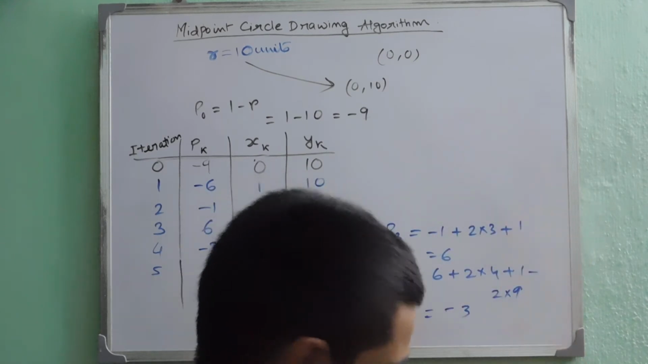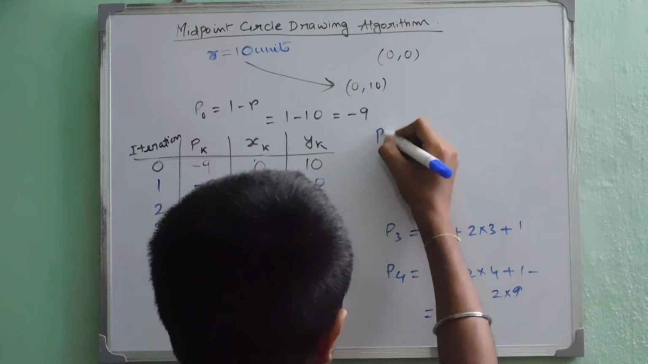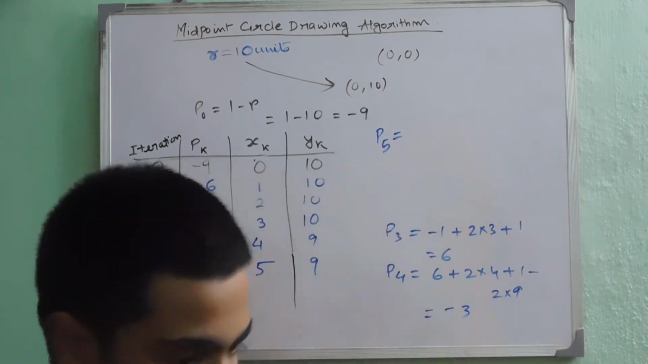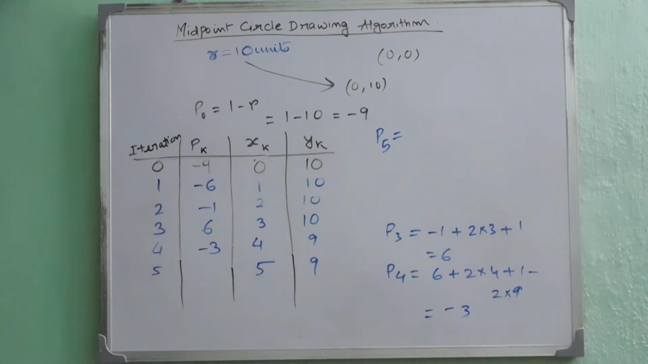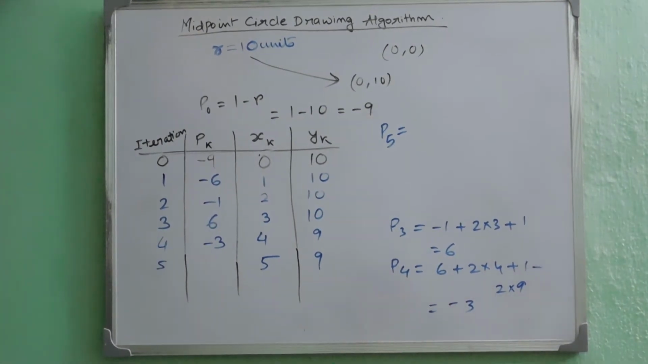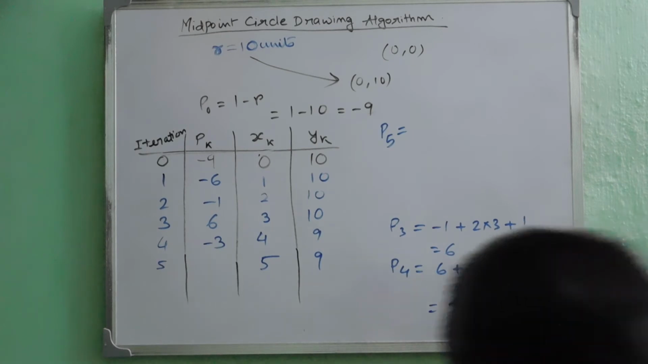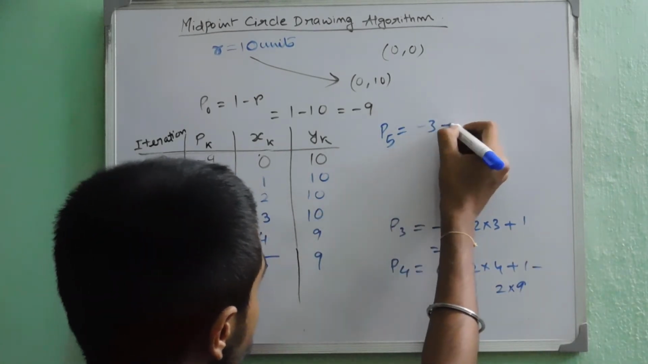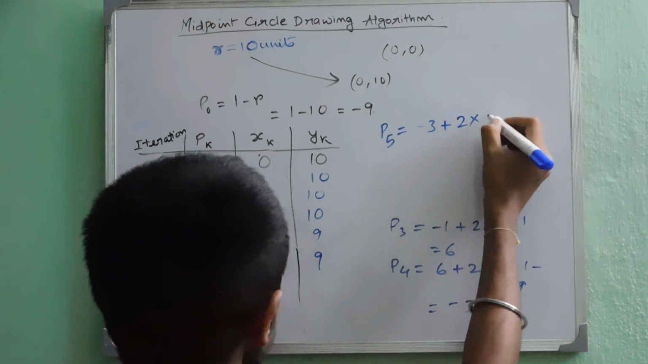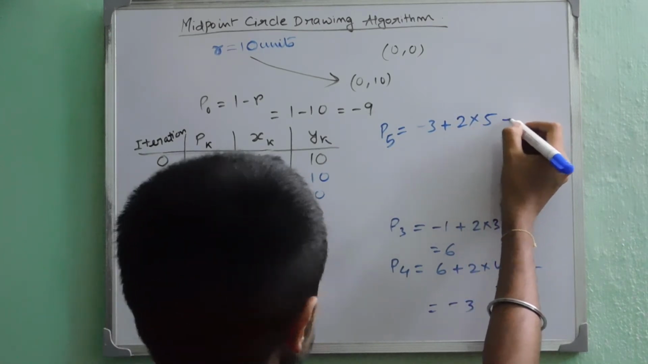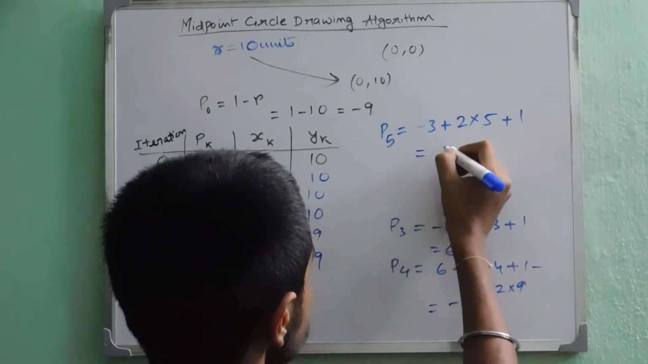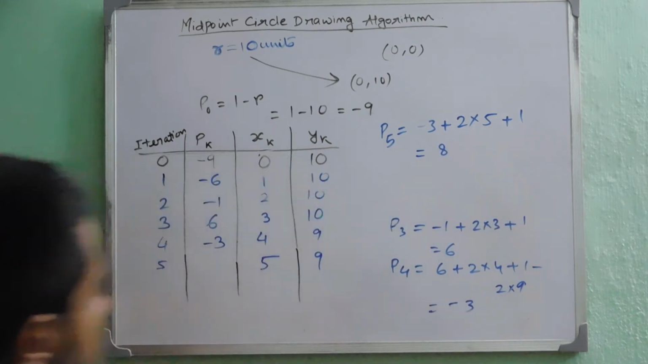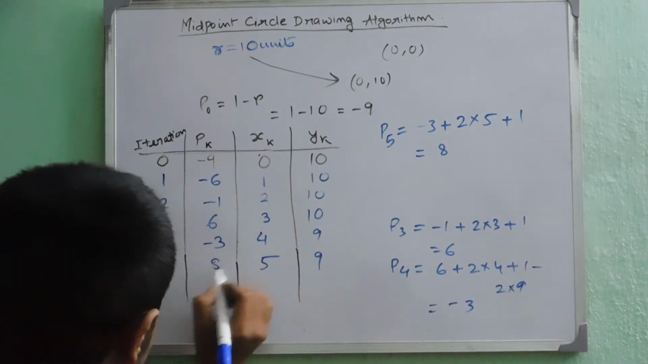Okay, so we will calculate p5, that is equal to minus 3 plus 2 into 5 plus 1, that is equal to 8. Okay, so we will write here 8.